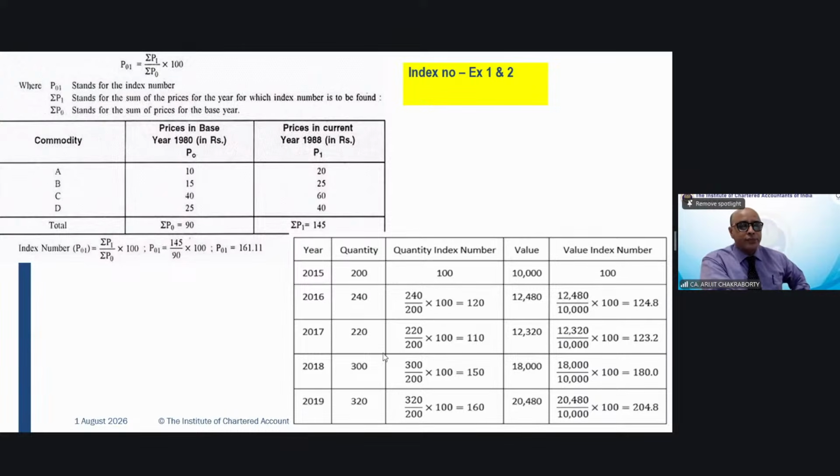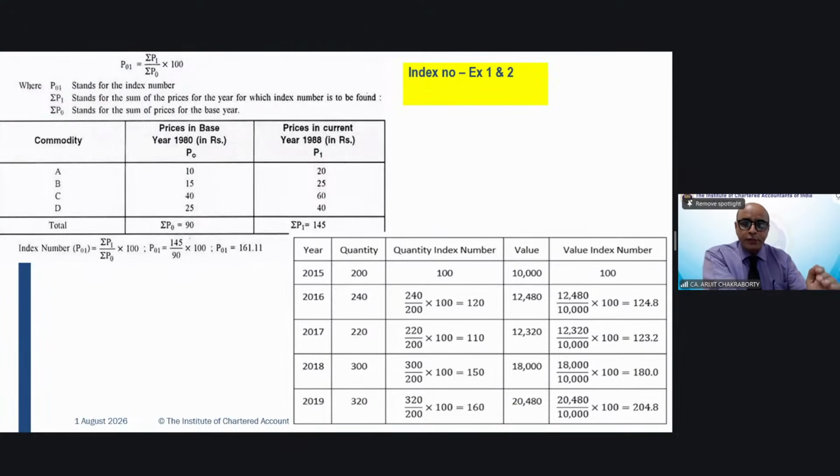For 2017, what is the quantity index? In 2017, 220 is the quantity, but what is the base year? It is 200. So 220 divided by 200 into 100. In this way, we are getting the quantity index number. Now let us look at the fourth column, which is value.